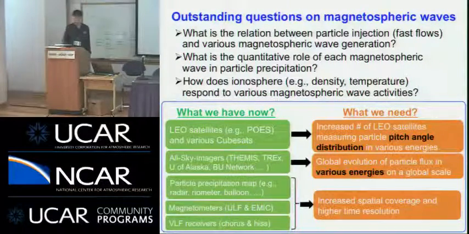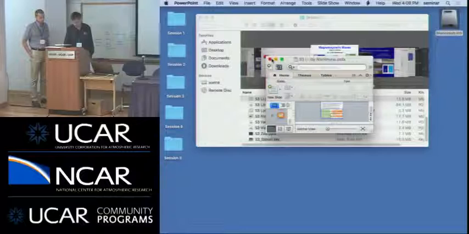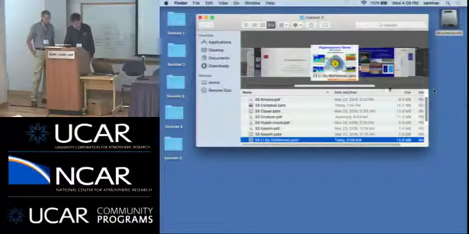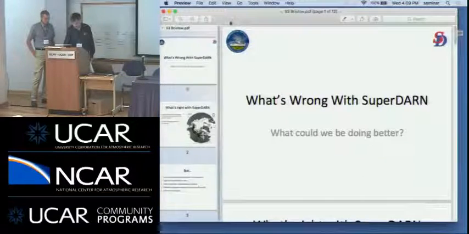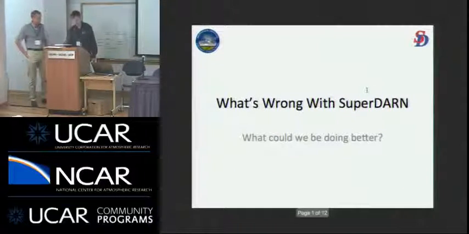So then the last speaker of the session is Bill Bristow, at the Geophysical Institute.